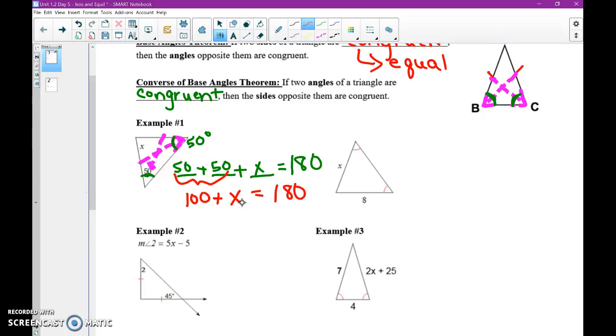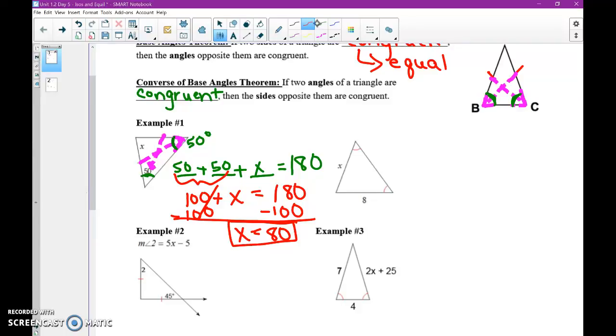And a lot of you guys can already kind of figure out what x is in your head. If you're struggling though, just do a little algebra. Get x by itself. And we end up with x equals 80. Some of you guys could have done some of that calculation in your head or just on your calculator if you realize that those two together make 100. Got to take it from 180.